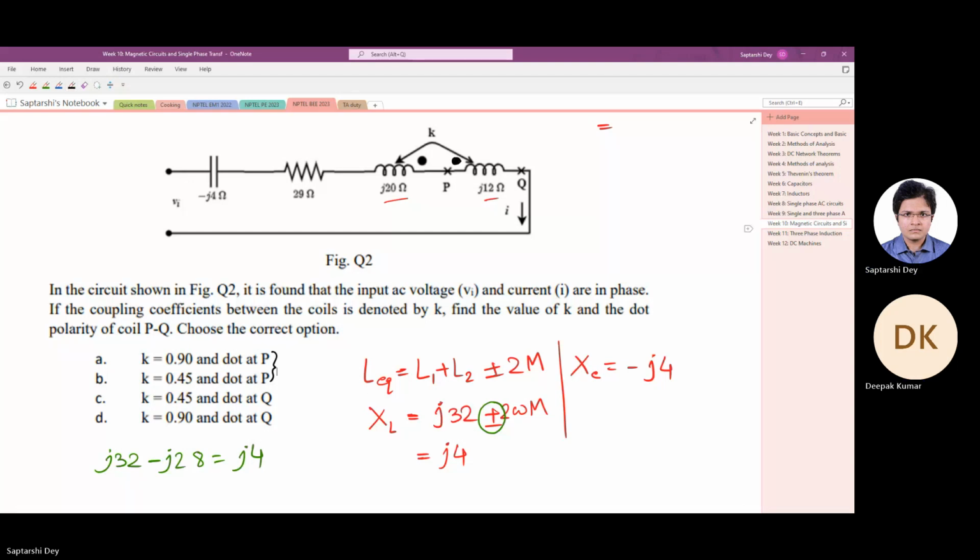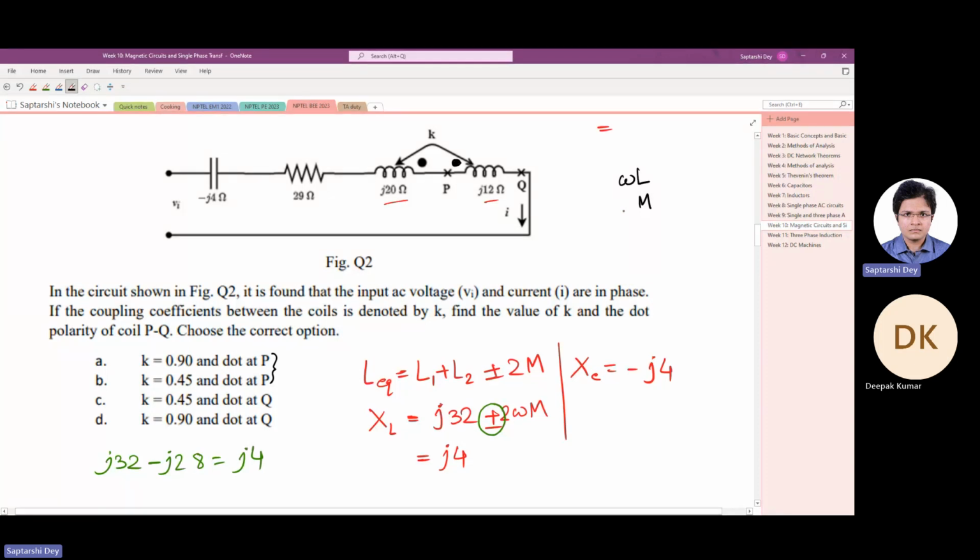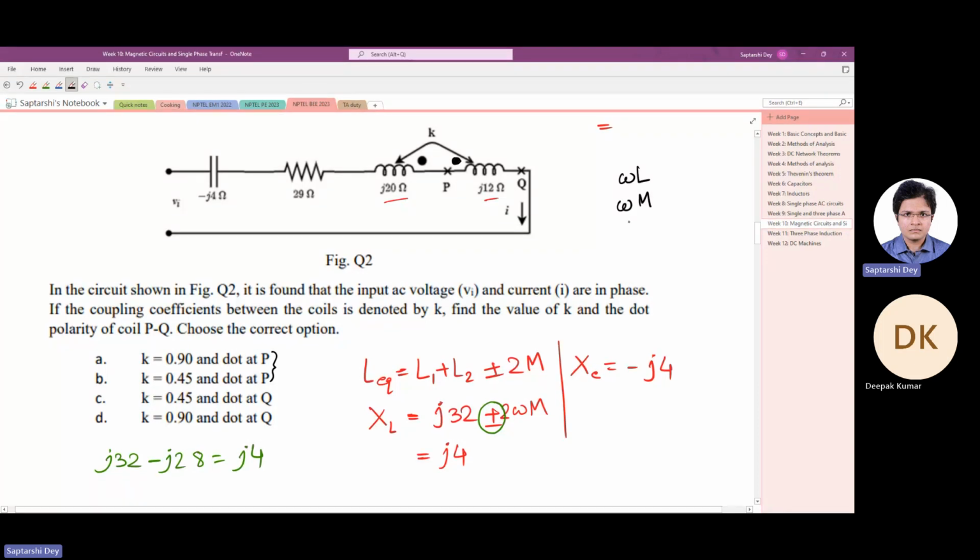Sir, how do we come to omega M? I am writing the reactance. The inductive reactance is omega L, right? L is self-inductance, M is mutual inductance. So for self-inductance, the reactance is omega L. For mutual, the reactance is omega M. Basically, you multiply omega with this. So XL is omega times L.